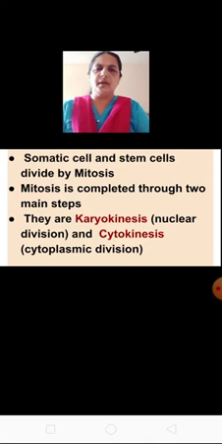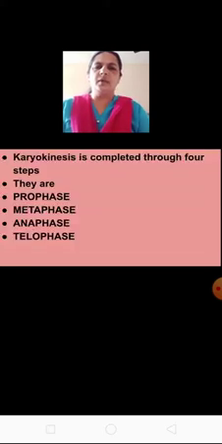We learnt about mitosis. Mitosis is completed through two main steps. What are the two steps? We learnt about karyokinesis. There are four stages of karyokinesis, and we are going to learn about cytokinesis. Karyokinesis means nuclear division, and cytokinesis means cytoplasmic division. Under karyokinesis, we learnt about prophase, metaphase, anaphase, and telophase.